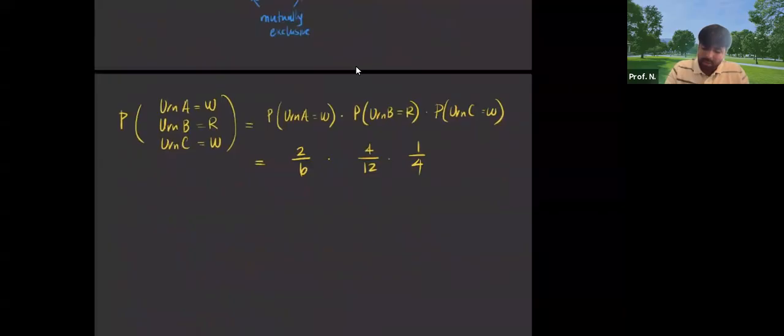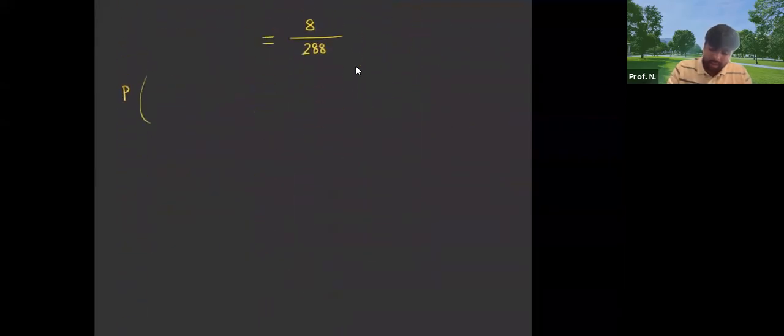And so then this would be what? 2 times 4 is 8. And then what do we get? 6 times 12 is 72. And so you see how these numbers get pretty big, right? So I get 288. Does everybody see that? And then what's the probability of this other event occurring?